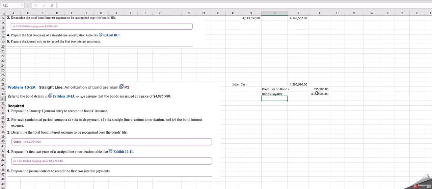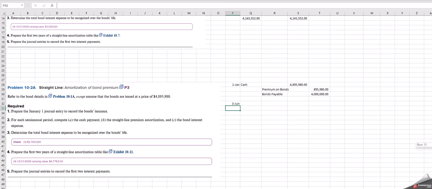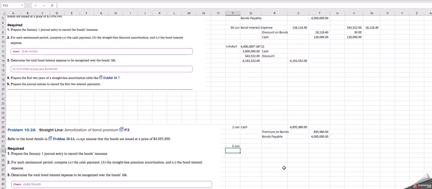Okay. Then compute the cash payment, the straight line amortization, and the bond interest expense. I think I'll just do it the same way I did up there where I did the journal entry. So again, like just up there. So we've got our bond interest expense.